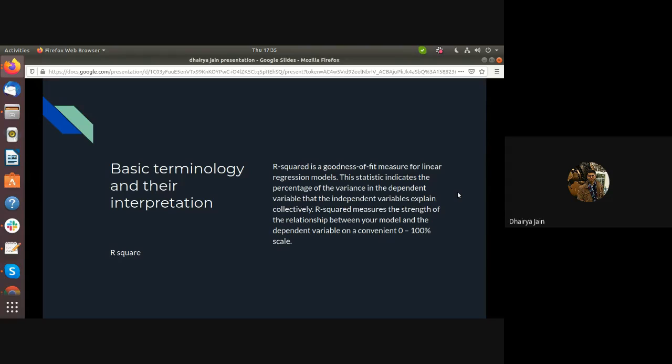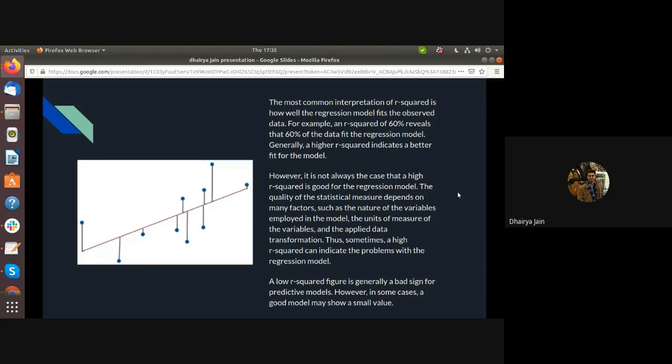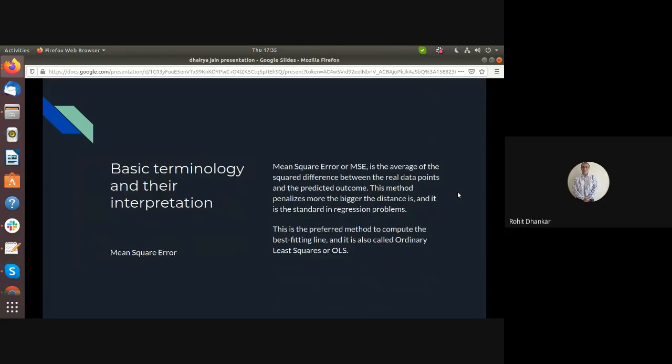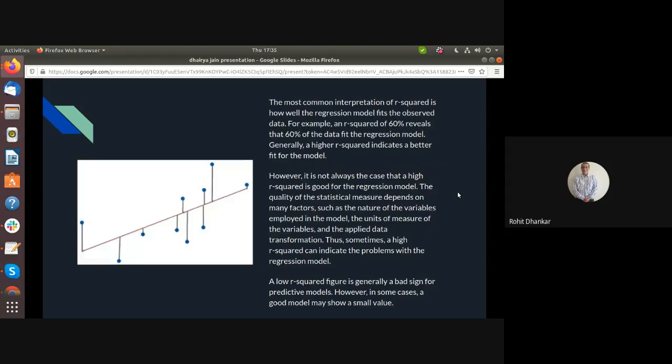Rohit, can you please change the slide? Now, wait a second, please. The last slide. I'm on the MSc slide. This one? Yes, this one, this one. Okay, sorry. This was in the R square slide.